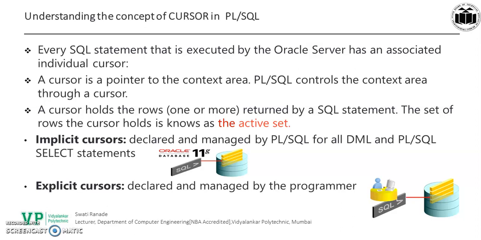So a cursor has two types. One is an implicit cursor and the second is an explicit cursor. Implicit cursors are declared and managed by PL/SQL for all DML and PL/SQL select statements, so DML operations like insert, update and delete. When we execute insert, update and delete operations, these implicit cursors are declared and managed by PL/SQL automatically, so users don't need to declare those cursors manually. Whereas explicit cursors are declared and managed by the programmer. So these are the types of cursors.